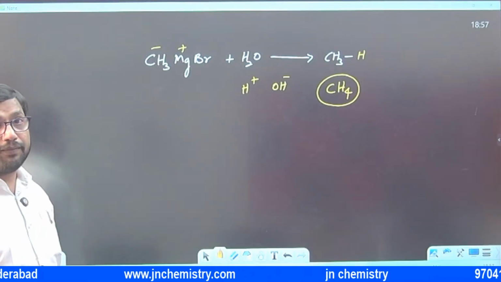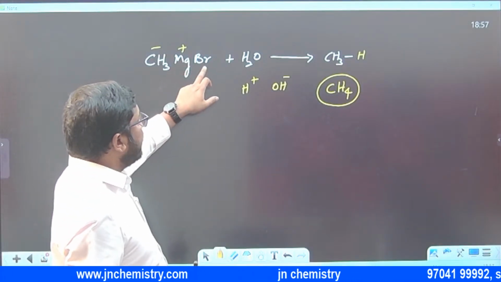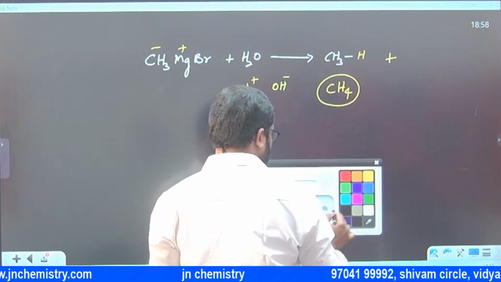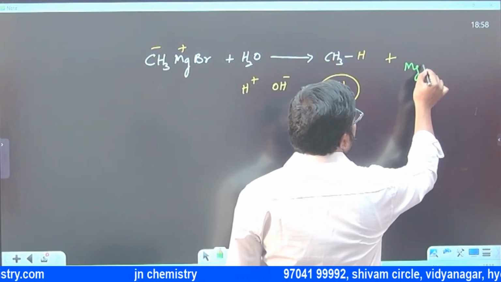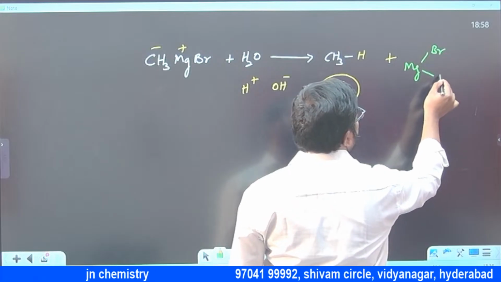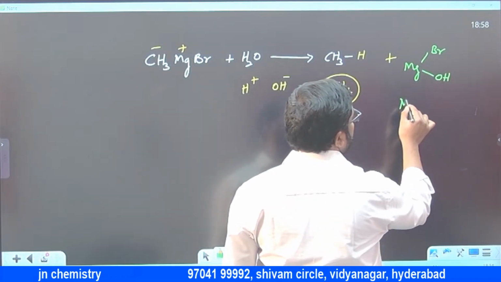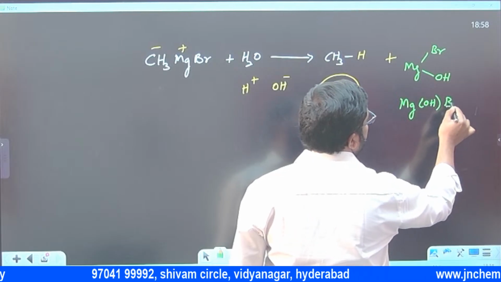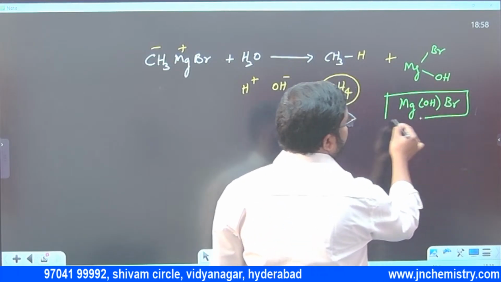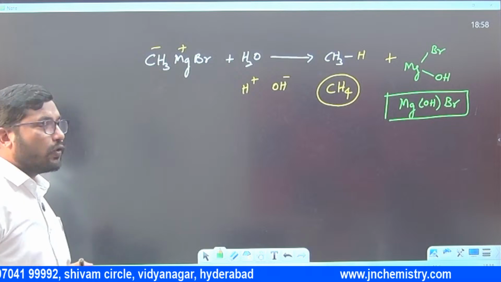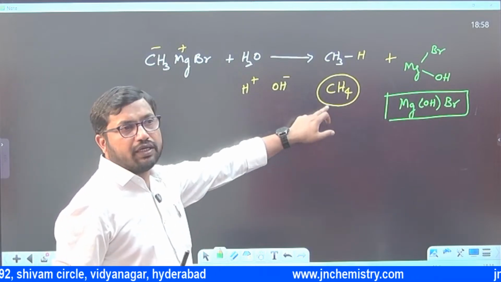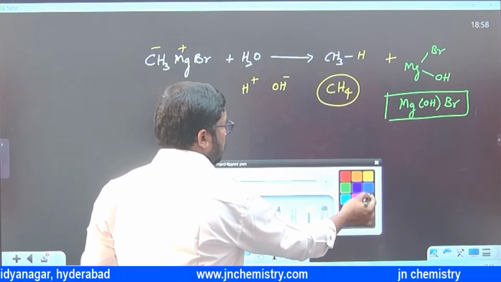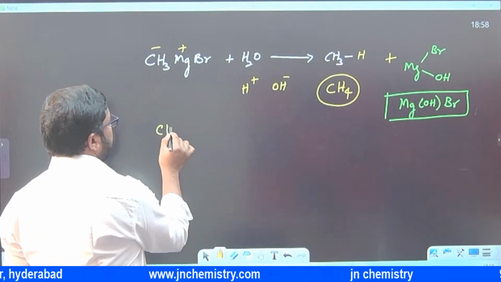And what is the remaining byproduct? MgBr and this OH minus, so MgBrOH, or sometimes you can write Mg, OH, Br also. The byproduct is not that important. The preparation of alkane is important here. So now try these products.